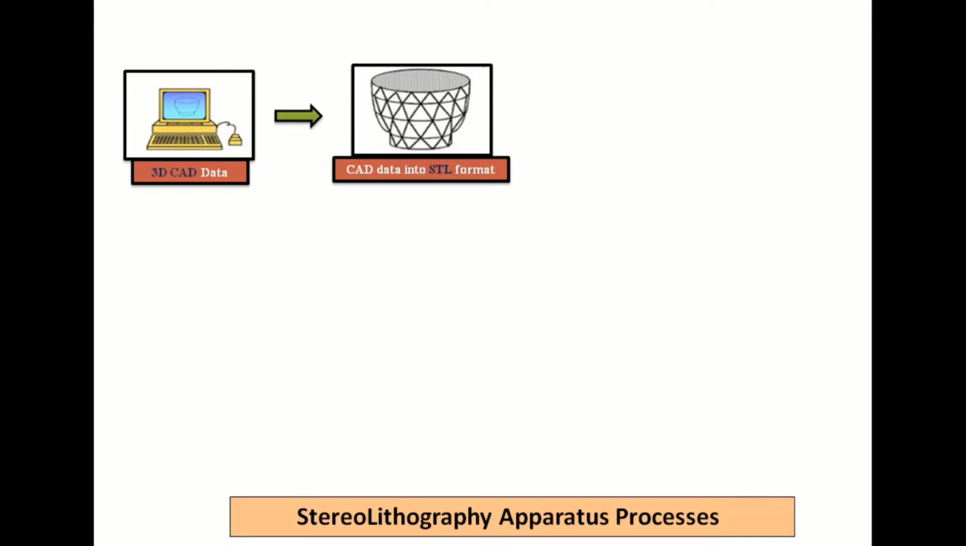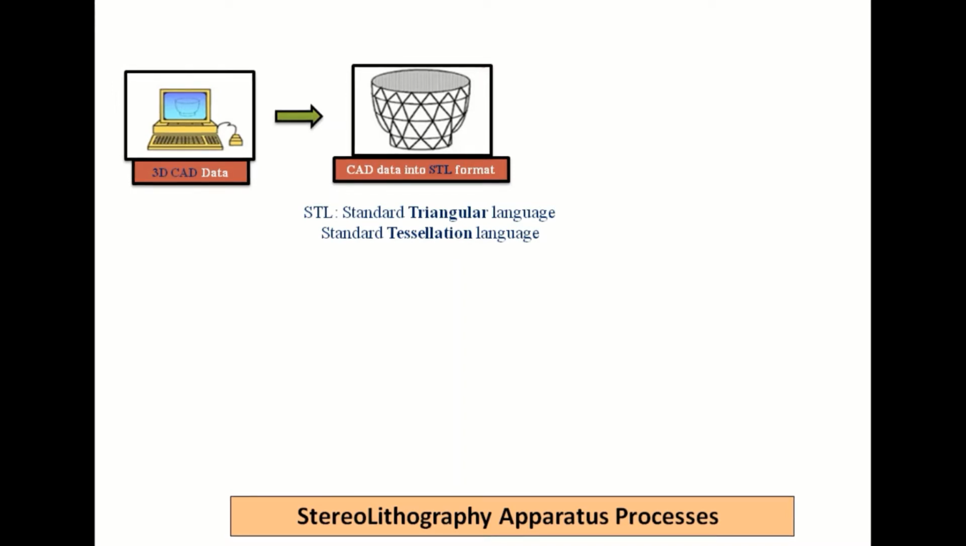Let us see what are the process and steps involved in this stereolithography apparatus. In the first stage, we have to develop a CAD model using CAD software. After developing the 3D CAD, transfer this data into STL file format, meaning converting the 3D CAD file data into STL format. Here the STL full form is Standard Triangular Language or Standard Tessellation Language. It means the CAD file looks like triangles. That's why it is called a standard triangular language.